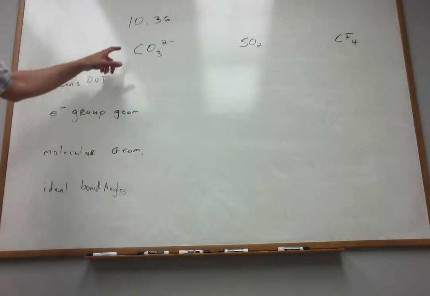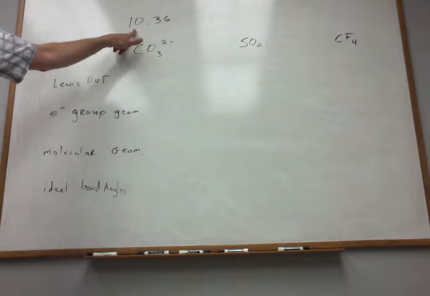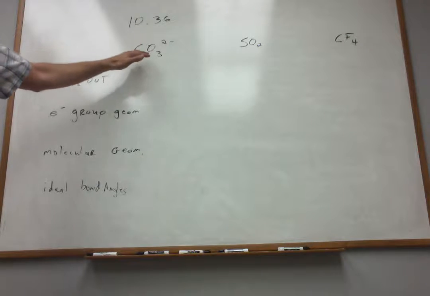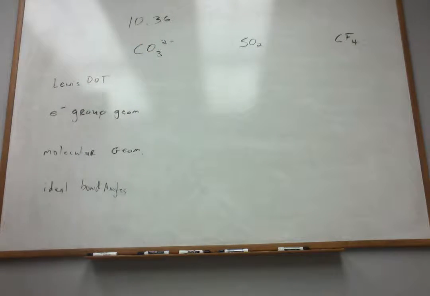All right, friends, let's chat about problem 10.36. This problem asks us about three different ions or molecules. We are to predict the electron group geometry, molecular geometry, and ideal bond angles for these three based on what we know and what we've learned so far in these chapters, okay?